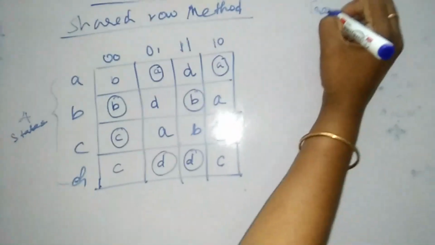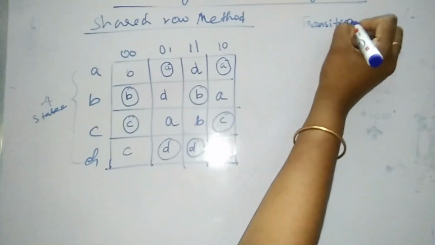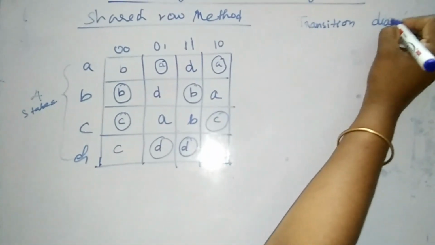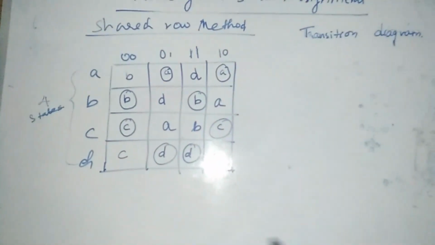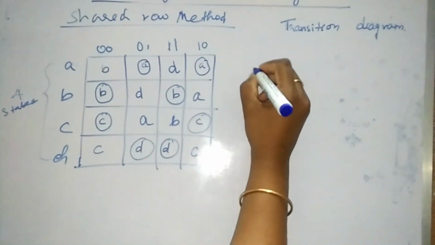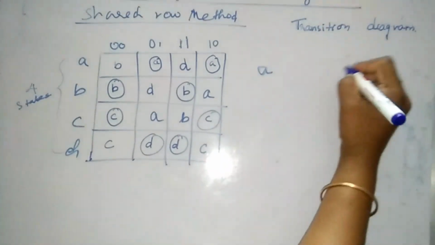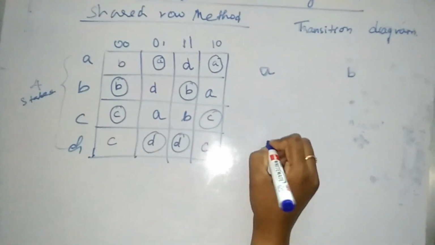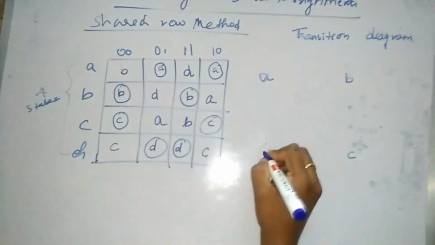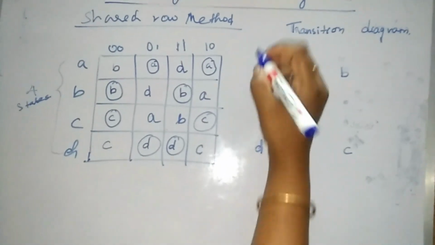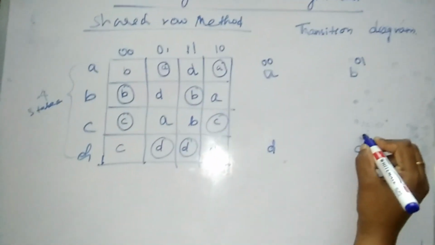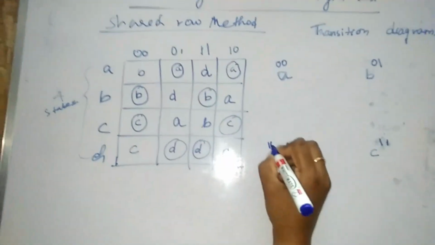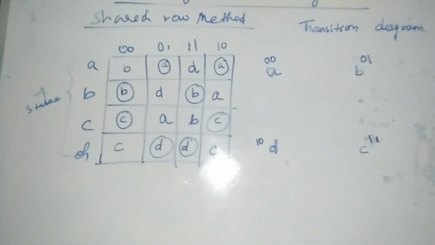So from this, let me draw the transition diagram. Dear students, concentrate here. Let me consider A over here, B over here, C over here and D over here. Let me write these inputs as 0 0, 0 1, 1 1 and 1 0. I'm just assigning the values here.